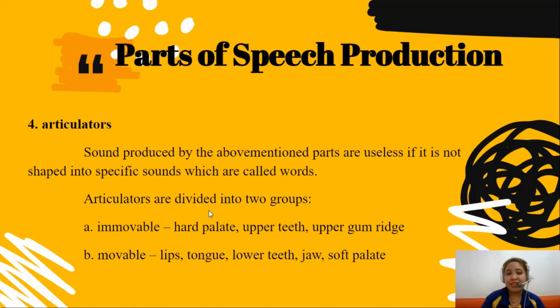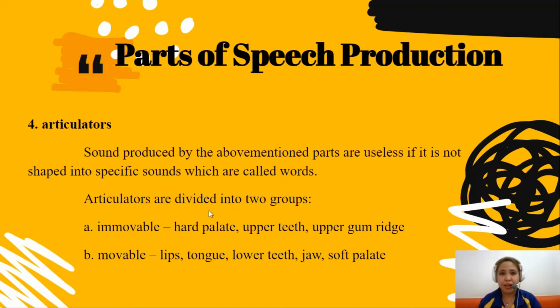For movable articulators, of course, you can move them. We have our lips. It's very essential to produce sounds like ba, pa, when you need to touch both lips together for you to produce these sounds. And also our tongue. Talking about tongue in terms of speech production, it is divided into four. We have the apex, or the tip of the tongue. We have the front of the tongue, middle of the tongue, and back of the tongue. So these are the four parts.